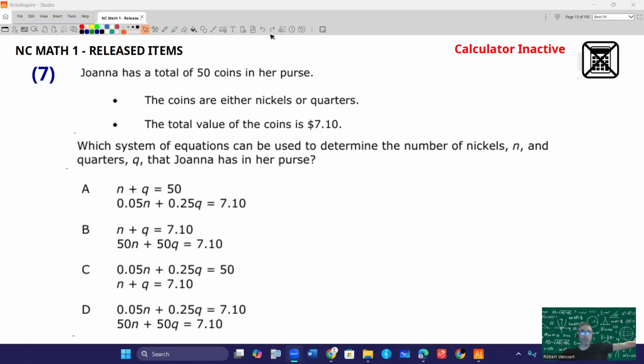Welcome back. This is question 7 for the NC Math 1 released items. Here is the question. Joanna has a total of 50 coins in her purse. The coins are either nickels or quarters, and the total value of the coins is $7.10. Which system of equations can be used to determine the number of nickels, N, and the number of quarters, Q, that Joanna has in her purse?